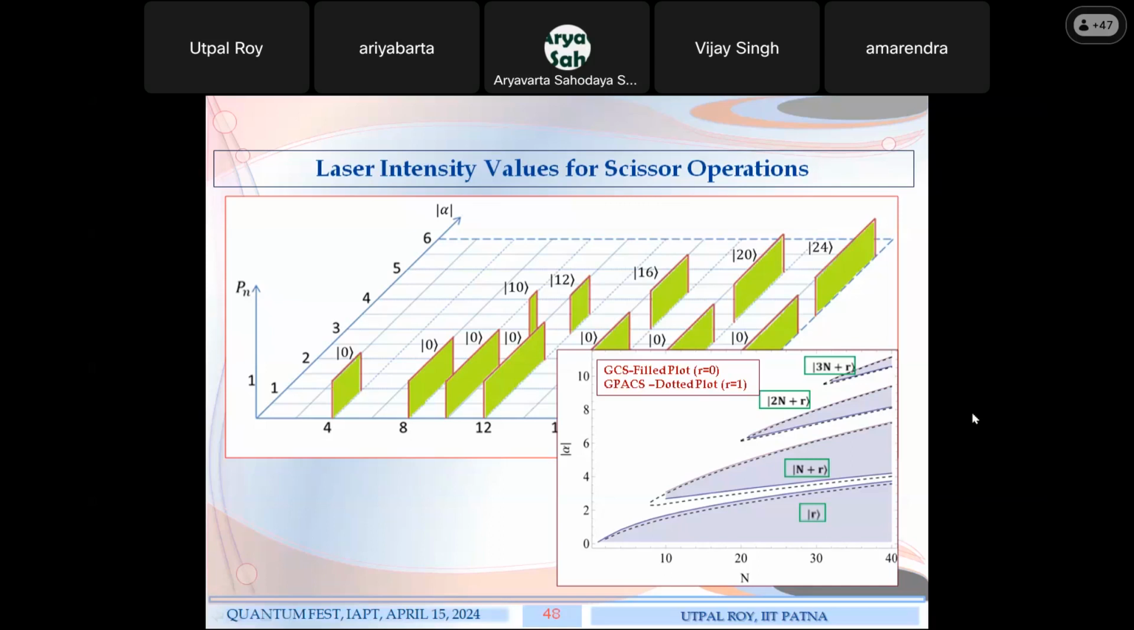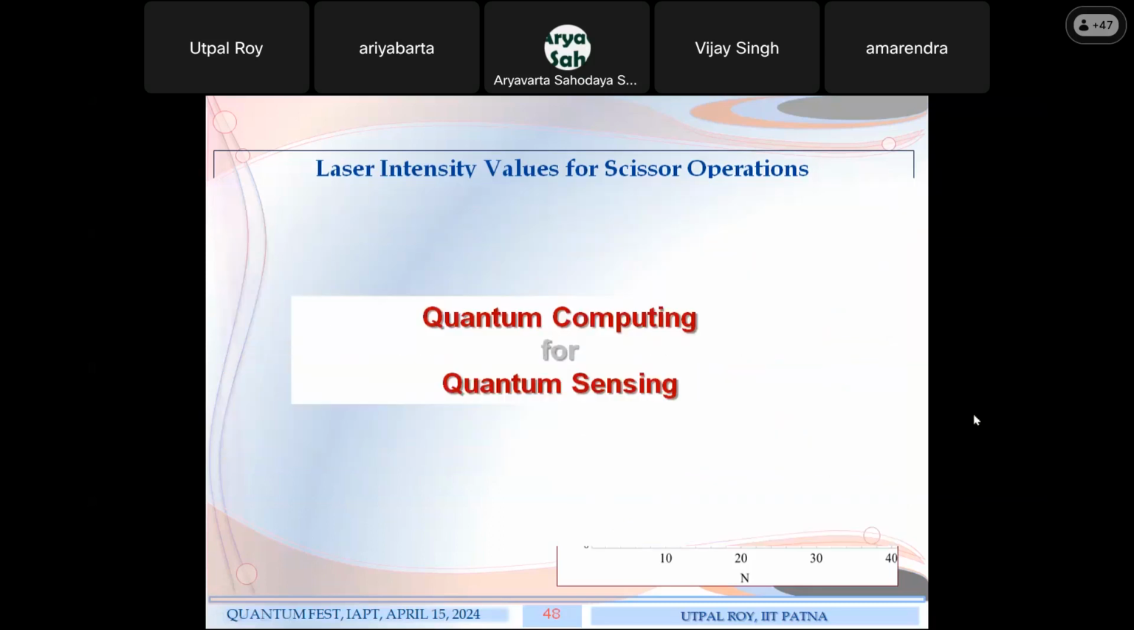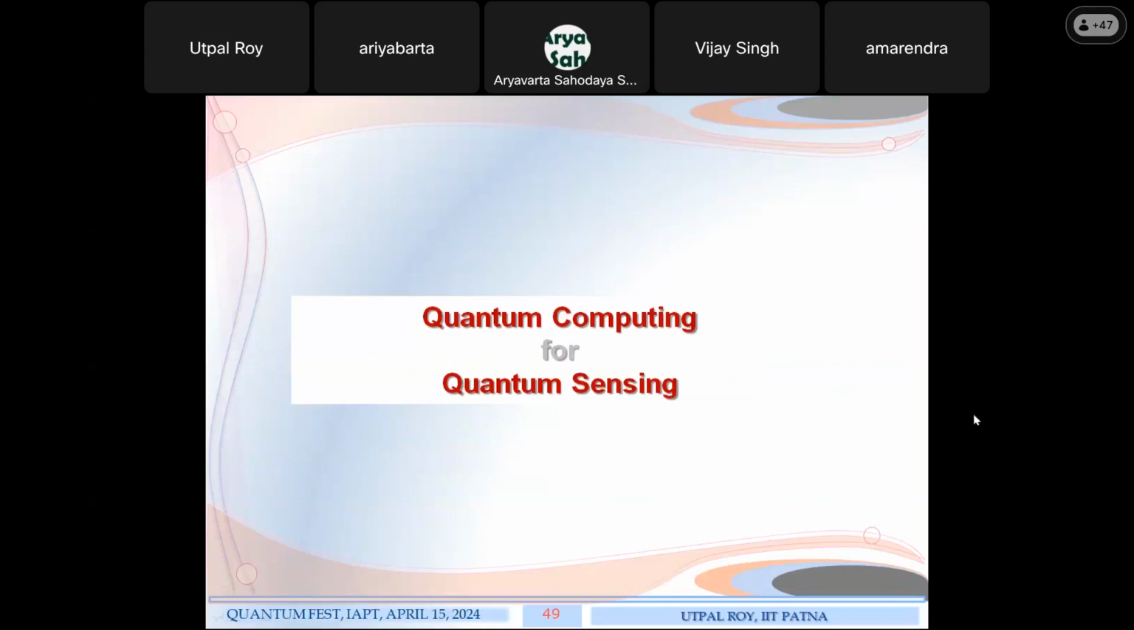Now, are they completely independent directions? The answer is no, because all these properties are actually entangled to each other. So I'll give you one example in my lab, a quantum computing for quantum sensing. Can I have it? So that was the thing that I was interested to go ahead with, such an example where I can combine these two fields.